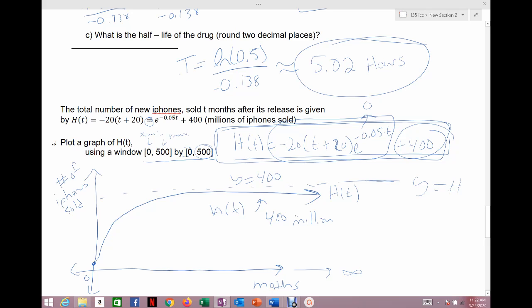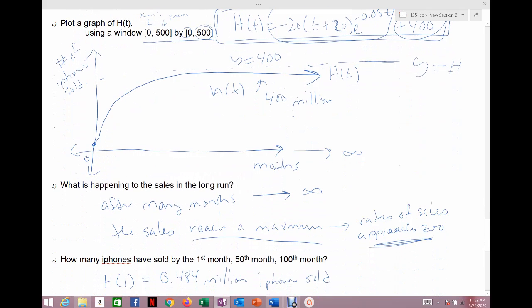That would be their expectation. They're expecting that would be the maximum. They would expect to sell 400 million iPhones. That would be their limiting value. Their expectation is that's the total. After they sell 400, everybody who wanted to buy one has bought one. No more new iPhone people. Everybody else has a different type of phone.